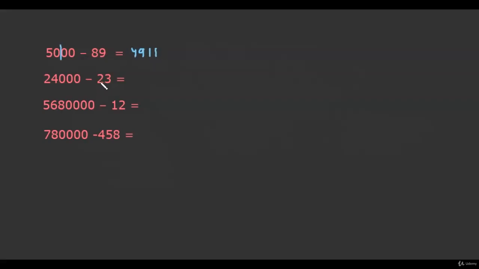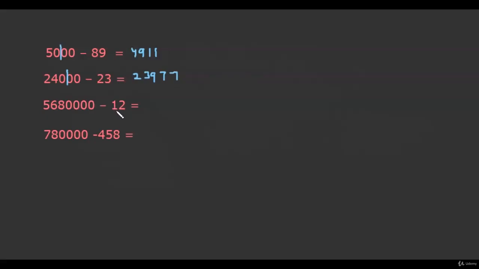Now here we have to subtract 23 from 24,000. Again we will draw a partition. We will reduce 240 by one, so this becomes 239. And here we will follow all from 9, last from 10. The difference of 2 from 9 is 7 and the difference of 3 from 10 is 7. So this is the answer.